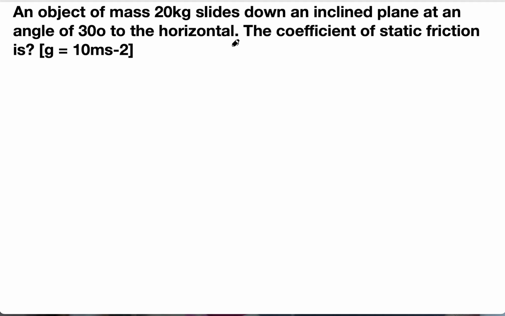Let us solve this JAMB physics problem together. It says an object of mass 20 kg slides down an inclined plane at an angle 30 degrees to the horizontal. What is the coefficient of static friction? So let's get into it.